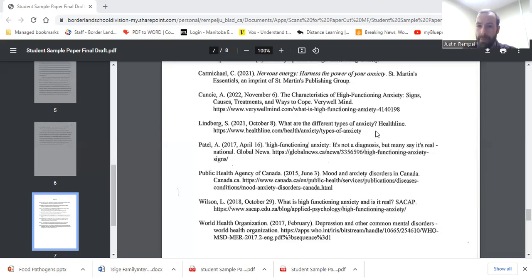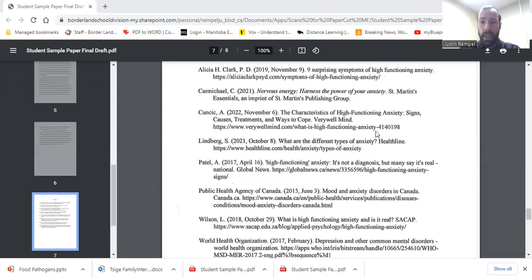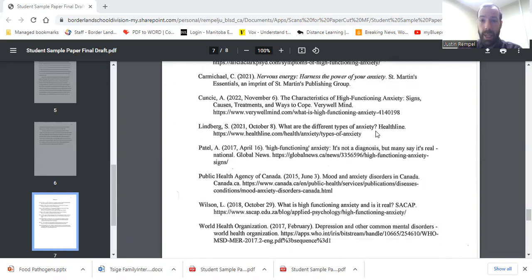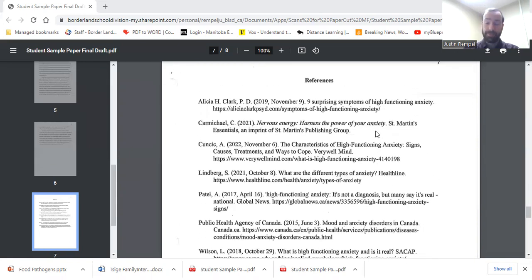Every line after the first line is indented slightly. These are all little details, but they're proper formatting. So it's really important to use proper formatting. The Purdue Online Writing Lab is the best resource to use. It's the most up-to-date. It covers all the different citation styles, but generally your reference page should look something like this.